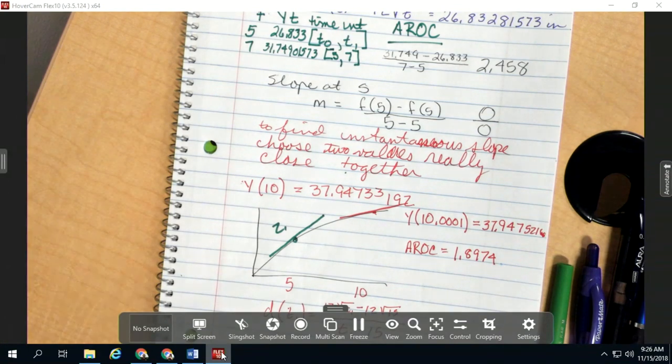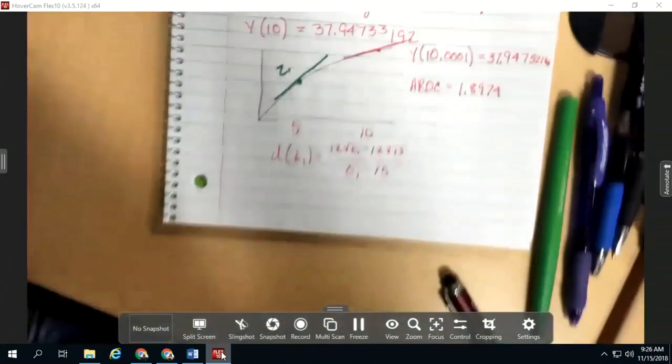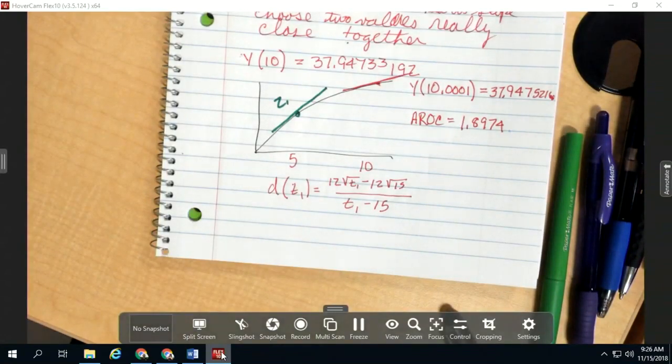So, if you wanted to find the slope at 15 minutes, what would be the other value you would plug in to your formula to give you the rate of change at 15 minutes? 15.0001.